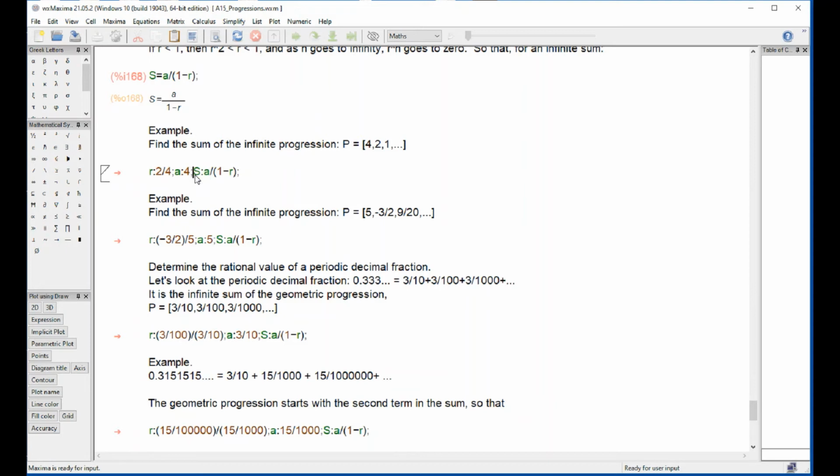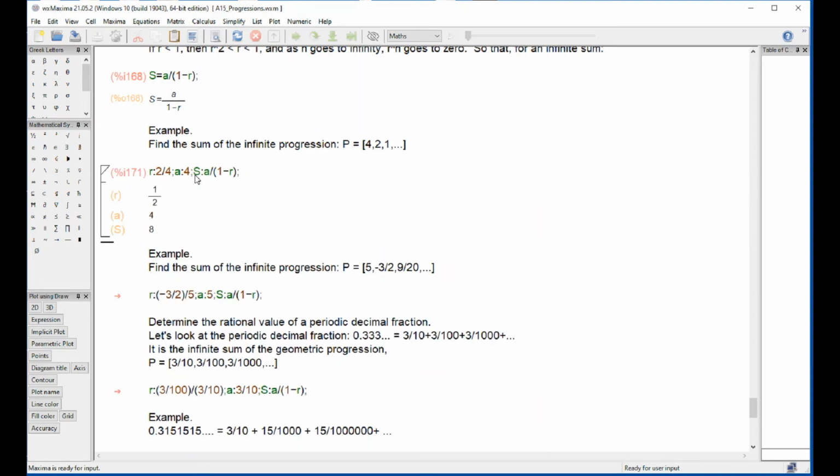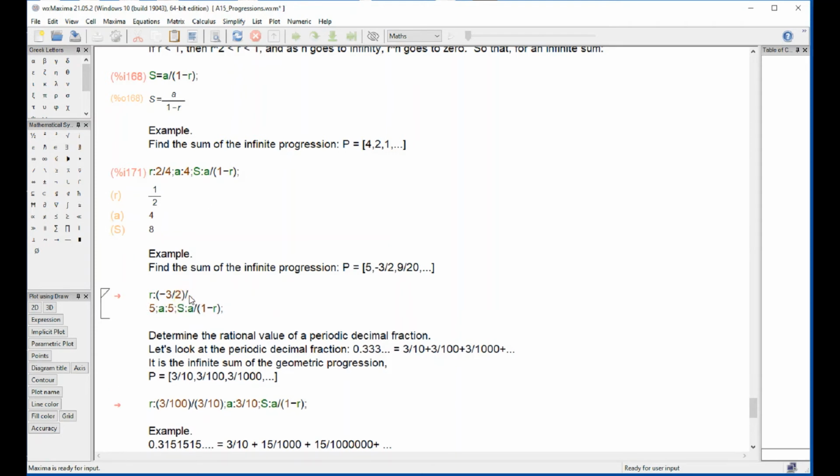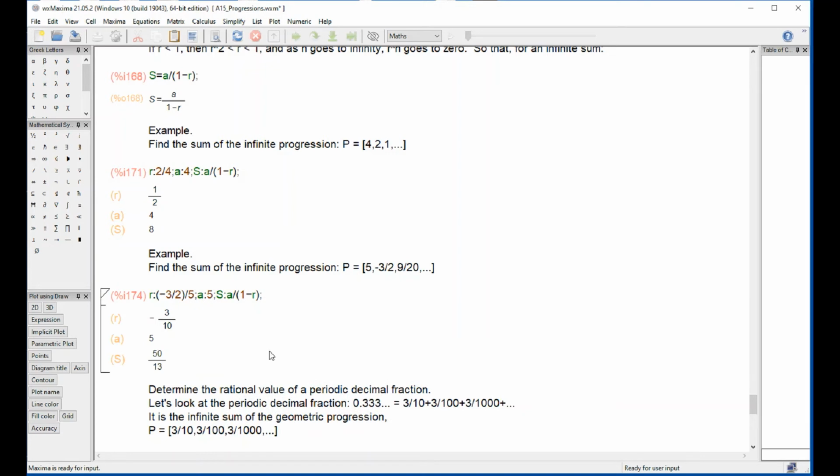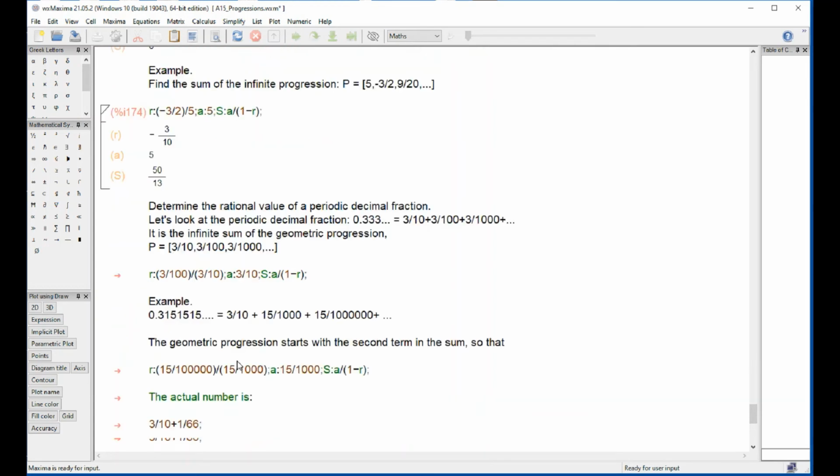So it's as simple as, in this case, they gave us r as 2/4, or 1/2, and a equals 4. Since it's a decreasing ratio, the sum of all the infinite terms is equal to 8. How about this one, the infinite progression? The ratio is minus 3/10, its absolute value is less than 1. So the sum is equal to 50/13.